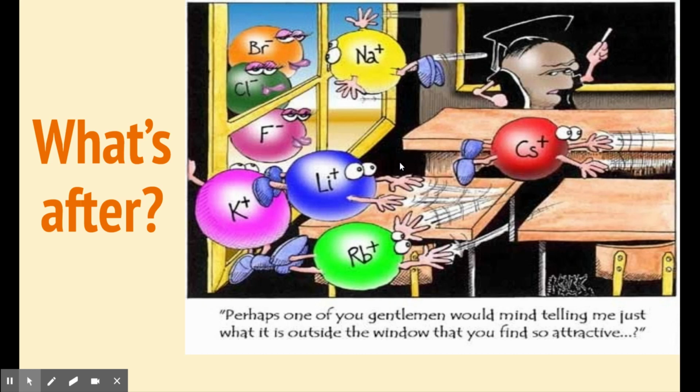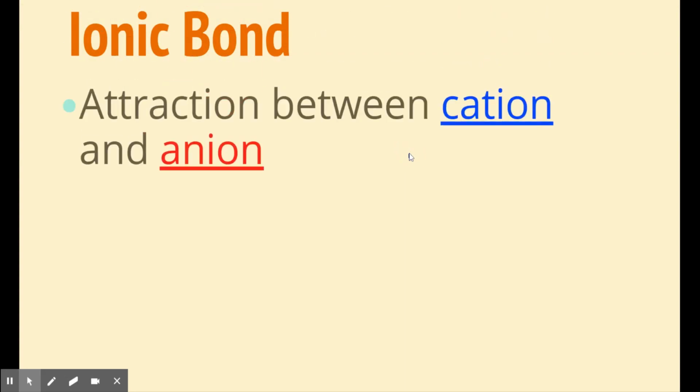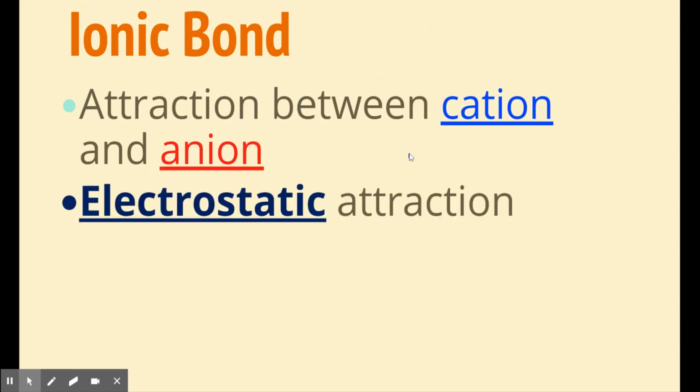So there was a mutual attraction between the cation and anion, and this attraction is known as the electrostatic force. So, an ionic bond is formed simply between cation and anion. This attraction is an electrostatic attraction between positively and negatively charged ions.